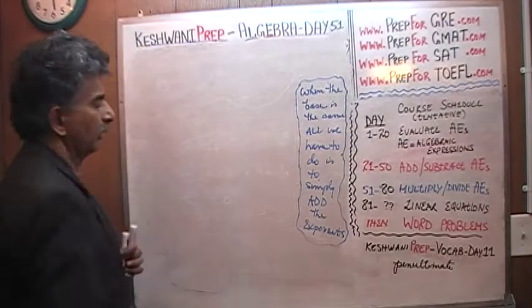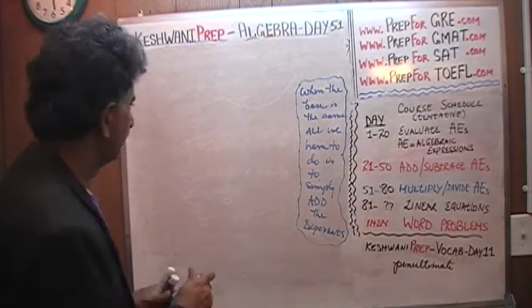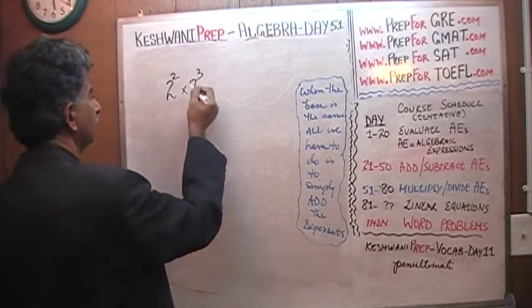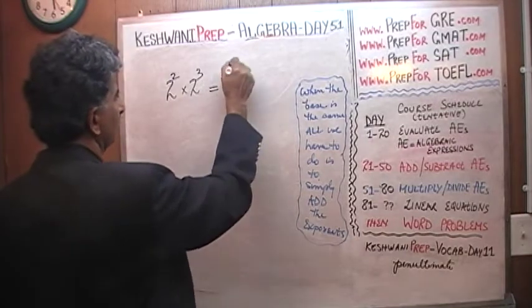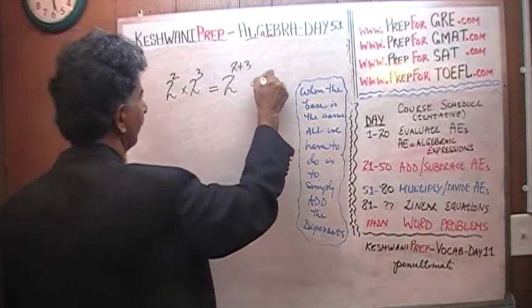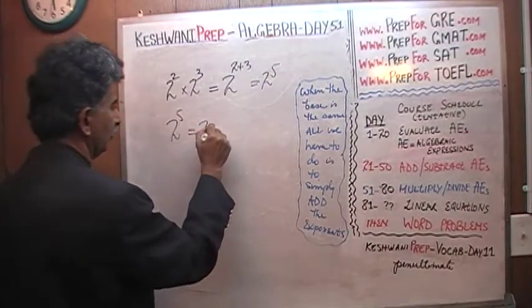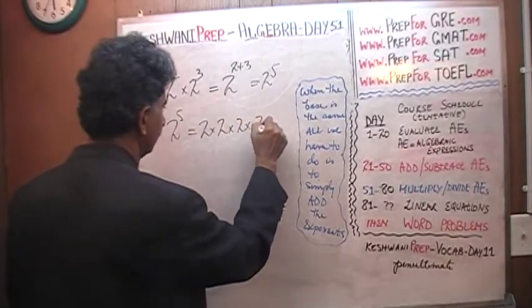Let me give you a numerical example to make you understand why the base has to be the same. For example, if somebody asks you how much is 2 squared times 2 cubed, well, because the base is the same, it's just 2 raised to 2 plus 3, which is 2 raised to the 5th. Now, what is 2 raised to the 5th equal to? It equals 2 being multiplied by itself 5 times: 2 times 2 times 2 times 2 times 2.